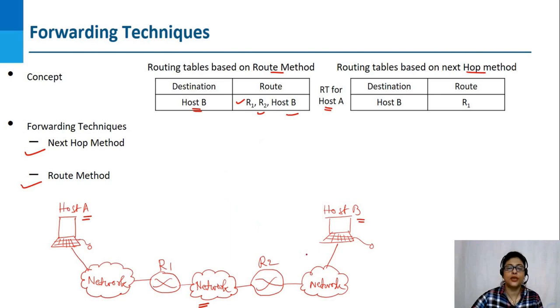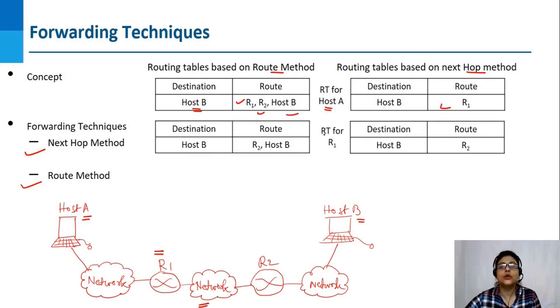finally to host B. But for the next hop method, instead of giving the entire route, the destination is host B, and what should be the route? The route should be the next hop, or the next leg of the route, which is R1. So R1 will be placed here.